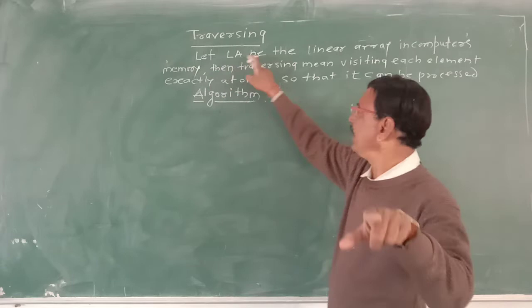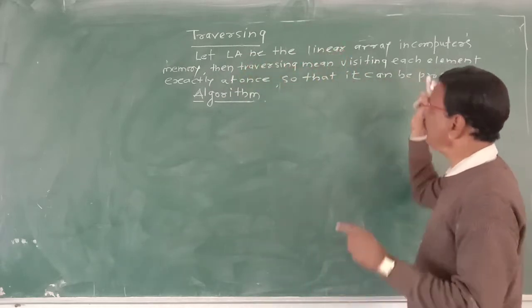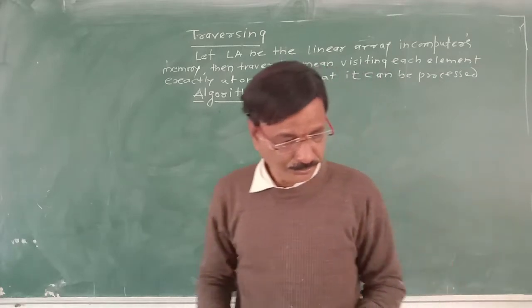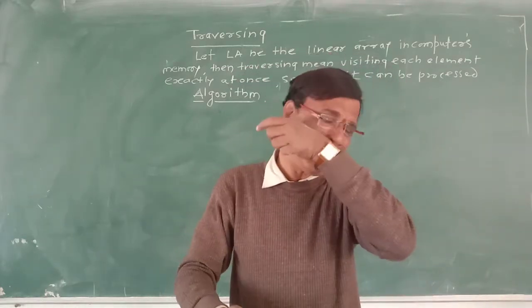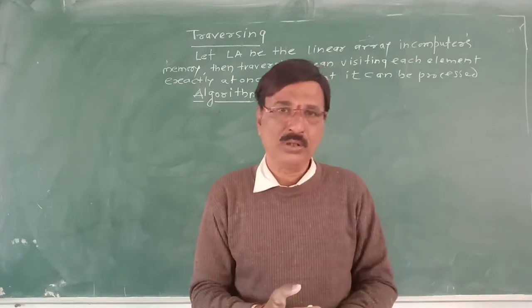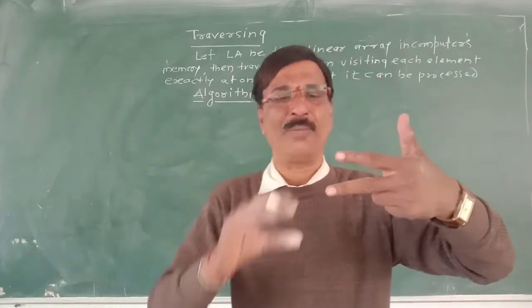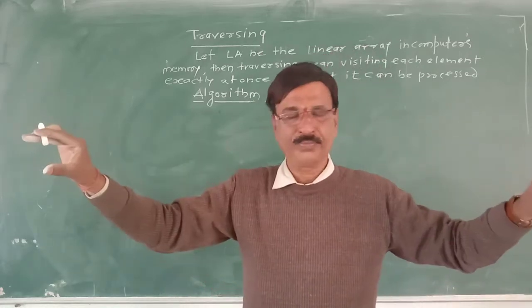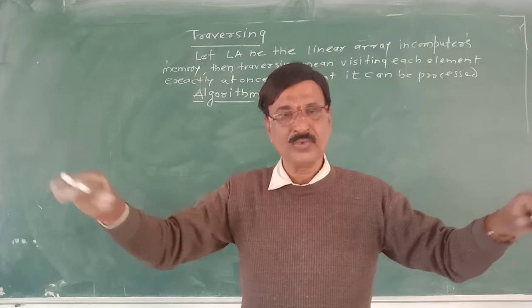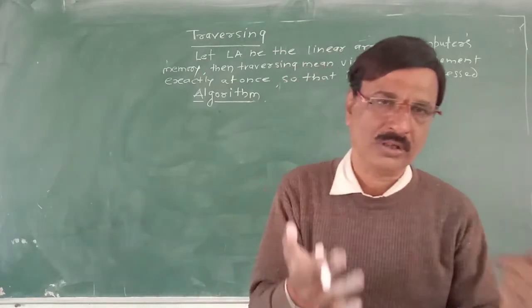Let LA be the linear array. The name of the list is linear array, LA. Traversing means visiting each element exactly once, so we have to explain how this can be carried out. That is done by the algorithm. And we know that an algorithm has two parts. The first part is the purpose of the algorithm, names of identifiers, etc., whereas the second part is the instructions.